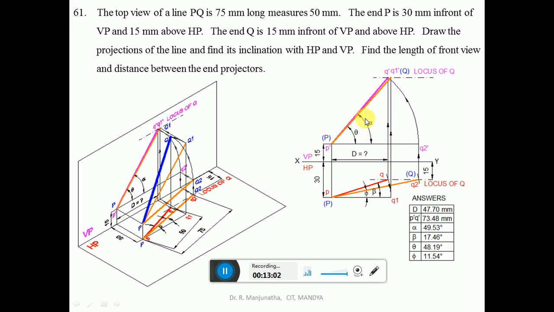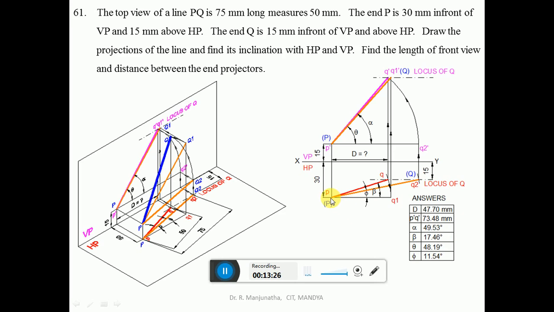And then similarly, you measure the angle alpha, which is the apparent inclination with respect to the front view, which is HP. So measure the angle of P dash Q dash with respect to the XY line. So that alpha will be 49.53 when you are doing it in computer. When you are doing it in manual, it will be 50 degrees.